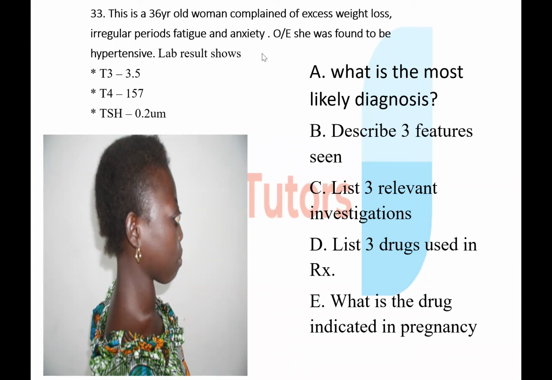My network went off temporarily. I had to rejoin. So I was asking that question. The answer to that question is aplasia cutis. Just imagine the baby not having skin. So that's one of the teratogenic effects of carbimazole. That's one of the reasons why I want to avoid it in pregnancy.